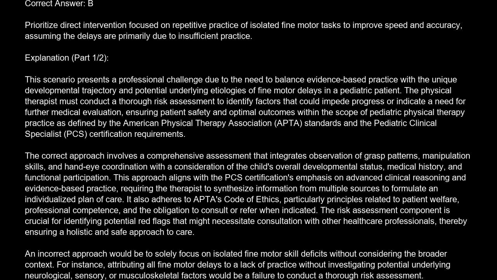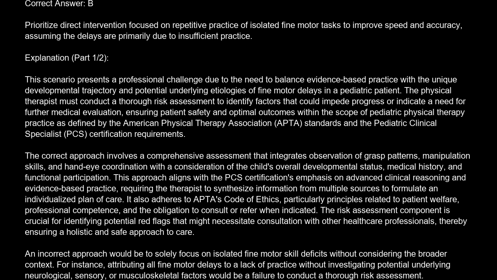The physical therapist must conduct a thorough risk assessment to identify factors that could impede progress or indicate a need for further medical evaluation, ensuring patient safety and optimal outcomes within the scope of pediatric physical therapy practice as defined by the American Physical Therapy Association, APTA, standards, and the Pediatric Clinical Specialist, PCS, certification requirements. The correct approach involves a comprehensive assessment that integrates observation of grasp patterns, manipulation skills, and hand-eye coordination with a consideration of the child's overall developmental status, medical history, and functional participation.